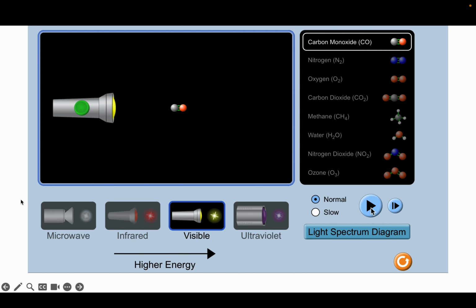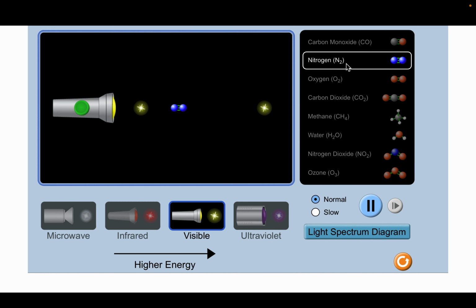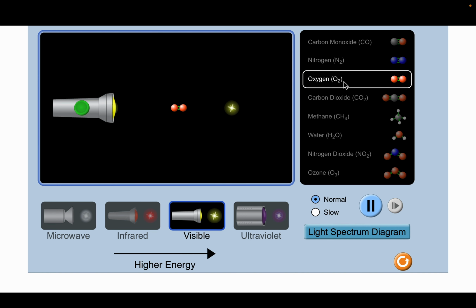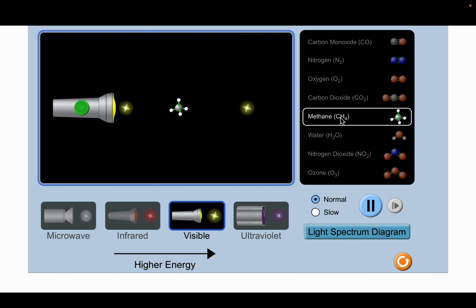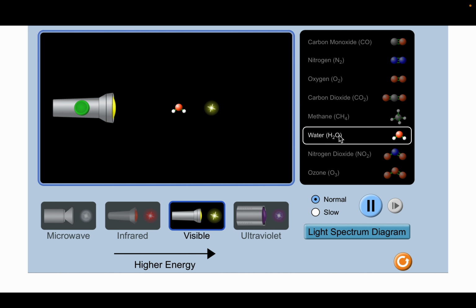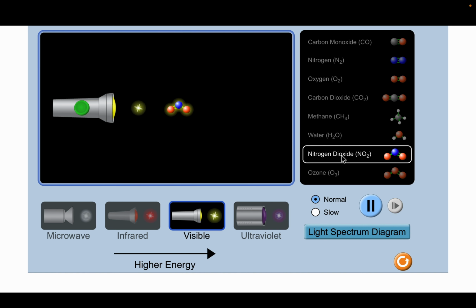Let's see if there's any response when visible light interacts with the molecules. Carbon monoxide, nitrogen, oxygen, carbon dioxide, methane, water, nitrogen dioxide. Okay, I see something now. And again, we'll save ozone.